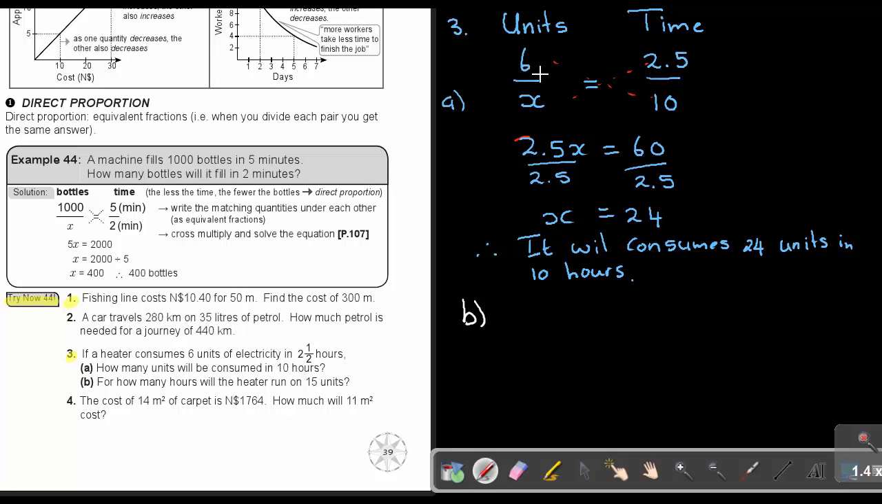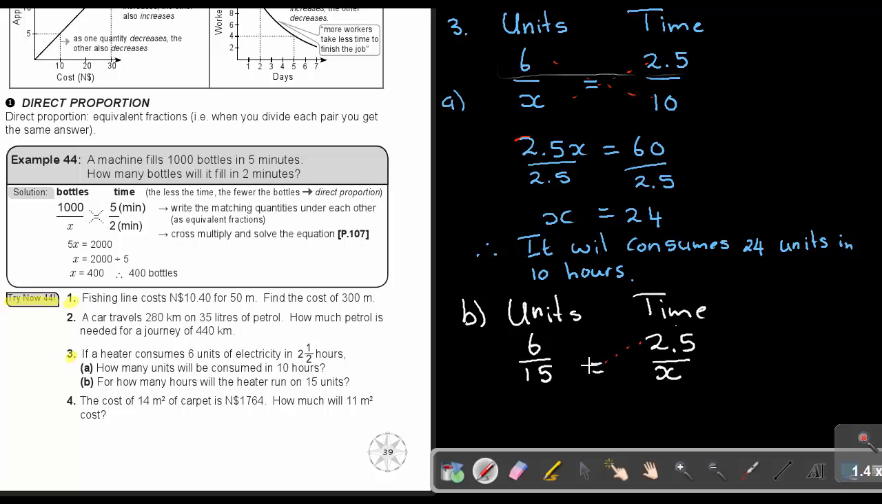Okay, so it's the same. We're going to use exactly the same setup. So it's going to be units, and it's going to be time. And we also use that first statement, 6 units in 2.5 hours. For how many hours will the heater run on 15 units? So I put 15 and I put x. You can put y, doesn't matter. Now remember, this is equal.